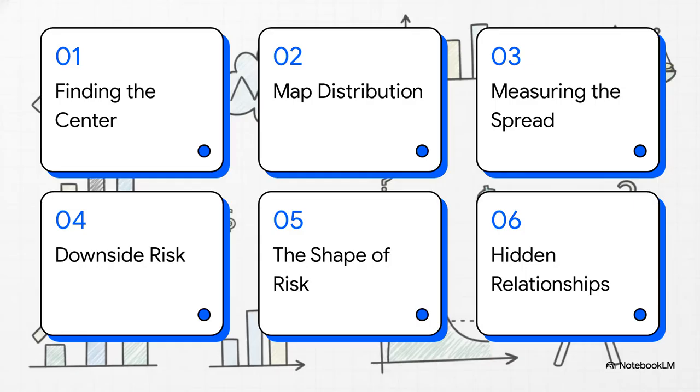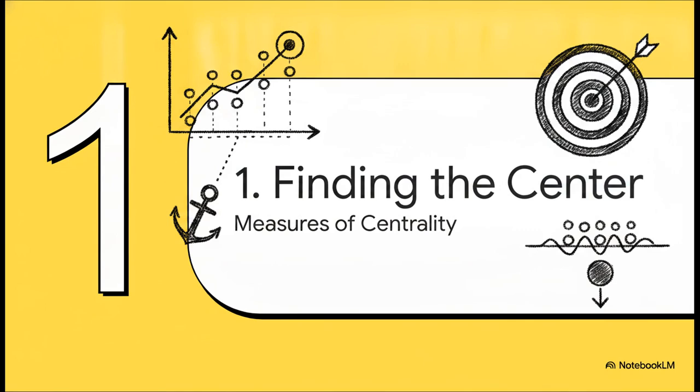So here is our investigative map for today. First, finding the center. Second, mapping the distribution. Third, measuring the spread. Fourth, sizing up downside risk. Fifth, looking at the shape of risk. And finally, finding hidden relationships. All right, let's jump right into part one, finding the center.